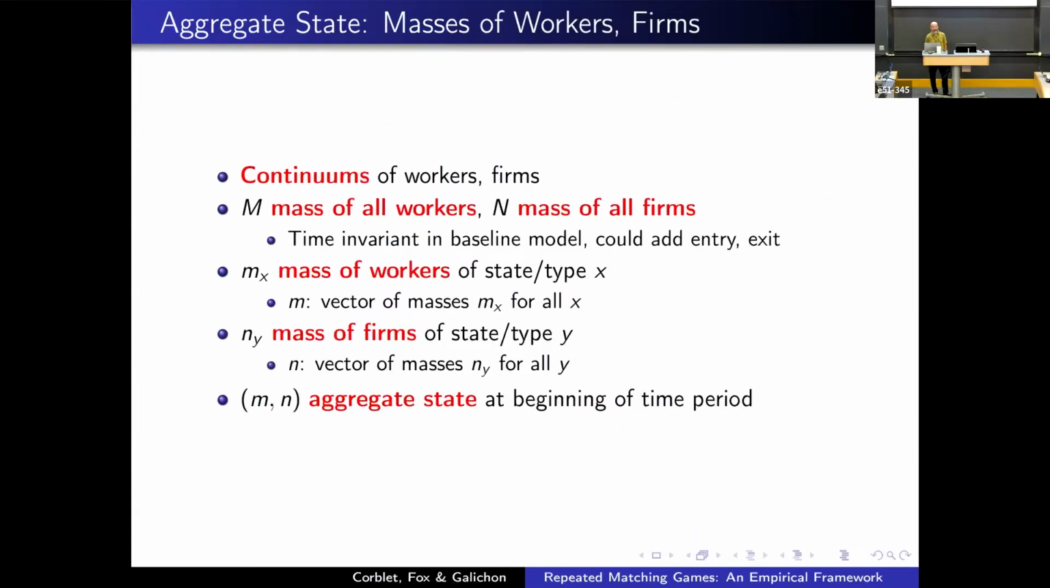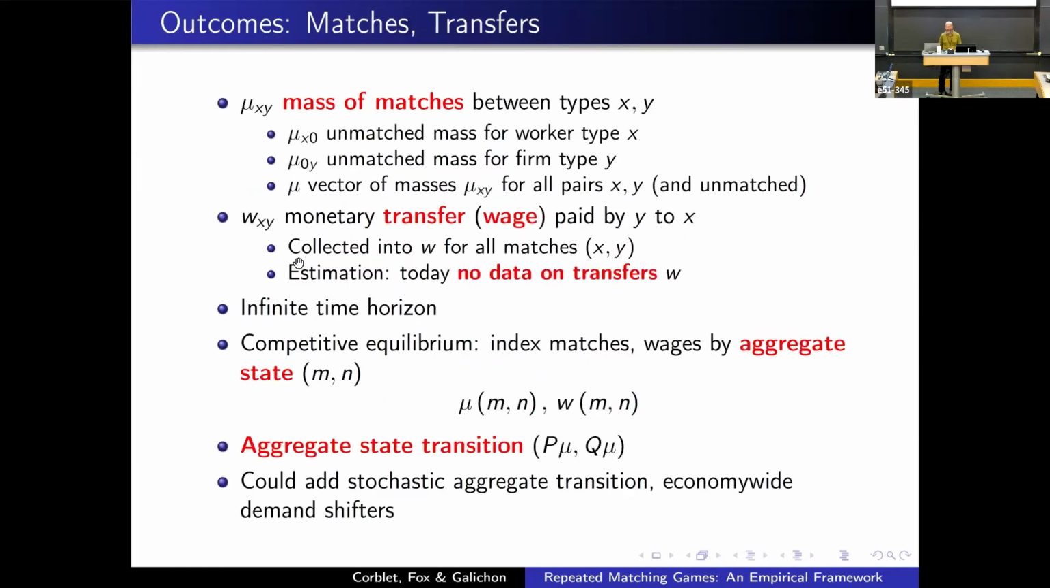Okay, so we have an aggregate state. This is critical to a lot of things, and it's something we're going to emphasize more than in a static matching model. The aggregate state is going to be a vector of masses of each type of worker and each type of firm. So there'll be a continuum of workers and firms. Lowercase m will be the mass of all workers. Capital N is the mass of all firms. And M_X will be the mass of the workers of different types X.